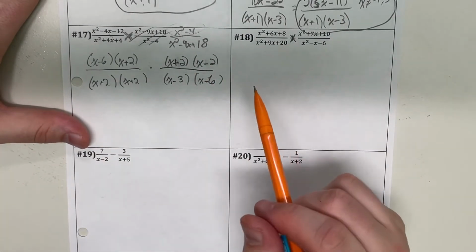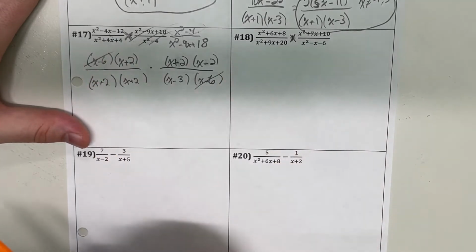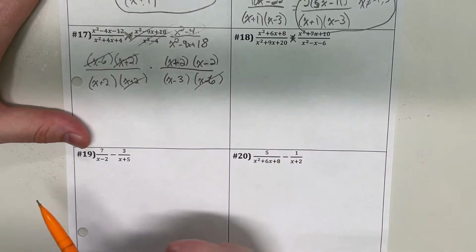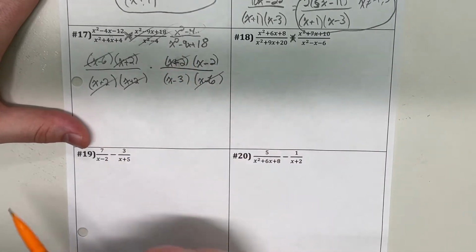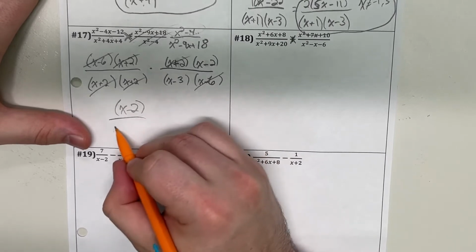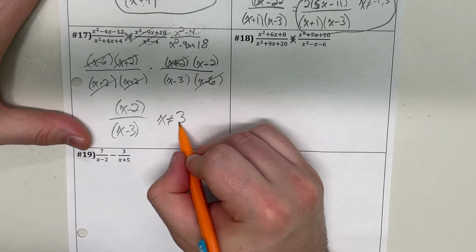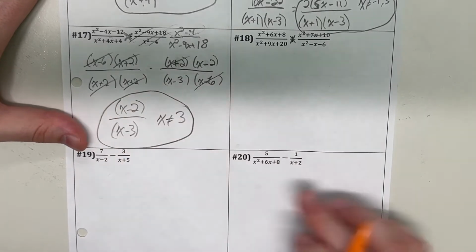Again, be able to cancel out from the top and bottom one at a time. So I have x minus 6, top and bottom, x plus 2, top and bottom, x plus 2, top and bottom. Whatever's left over is your answer. So I have x minus 2 over x minus 3. And we say x cannot be equal to positive 3.